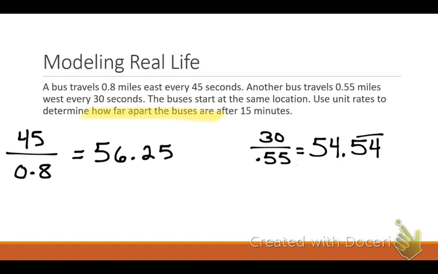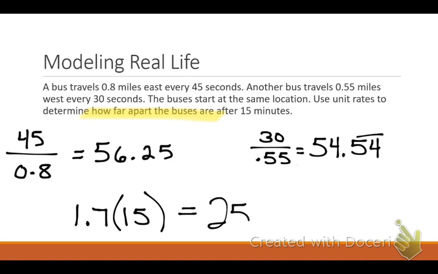So you get 1.7 for every minute, so the distance apart starting at the first minute is 1.7, but then what do I multiply it by? 15 minutes. How did you get 1.7? Because I subtracted them from each other, and I rounded. Times 15, 25 and a half miles apart after 15 minutes, in opposite directions.